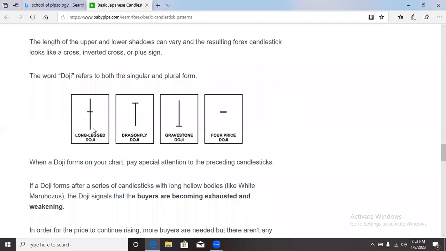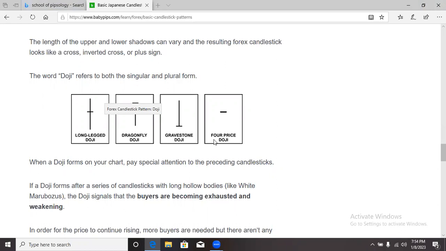Doji, they call it the doji. This is how they form. You see that it's going to form like this, and then just a dash will be there. Can you see? So this is a doji. It's just a dash. And they have different names: long-legged doji, dragonfly doji, gravestone doji, and four price doji. They all signify a reversal.